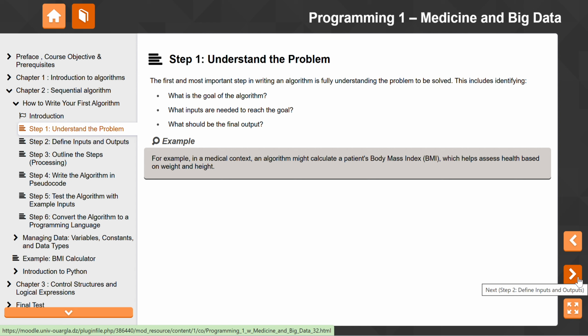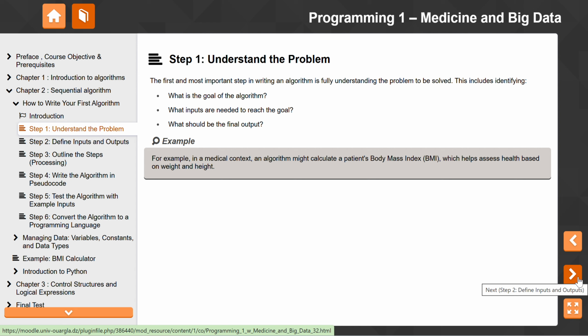This includes identifying what the goal of the algorithm is. So what is the problem exactly? What inputs are needed to reach the goal? Any problem has input data, and what should be the final output? If you define the problem, you should know what the desired output is.